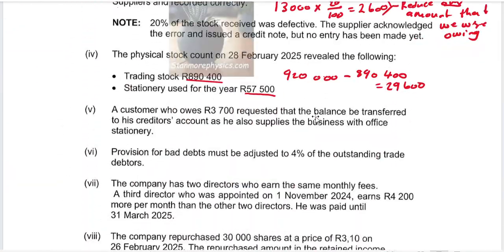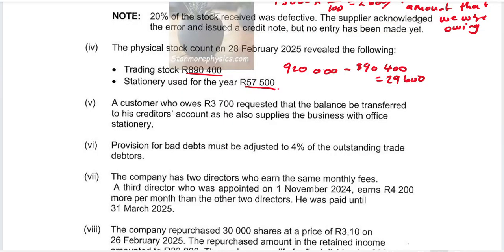63,250. 63,250 here under stationery. We're gonna say 63,250 minus 57,500. Then we find the difference. 63,250 minus 57,500. The difference is 5,750. It is what our difference is, 5,750.